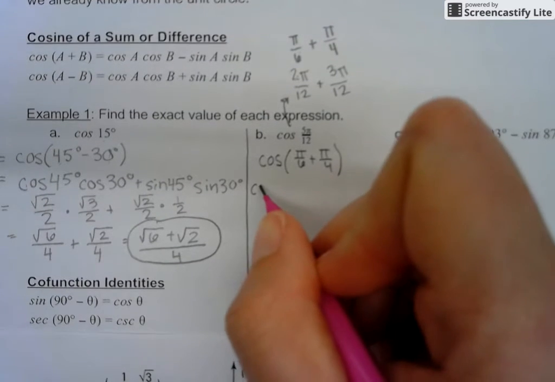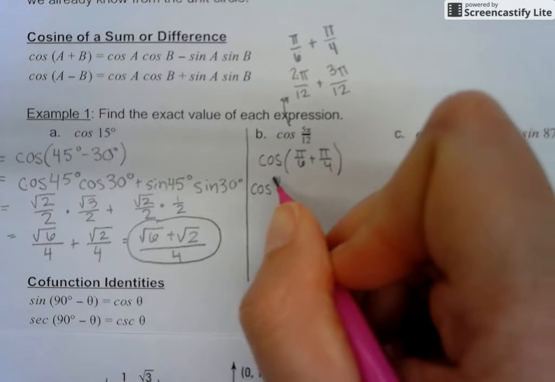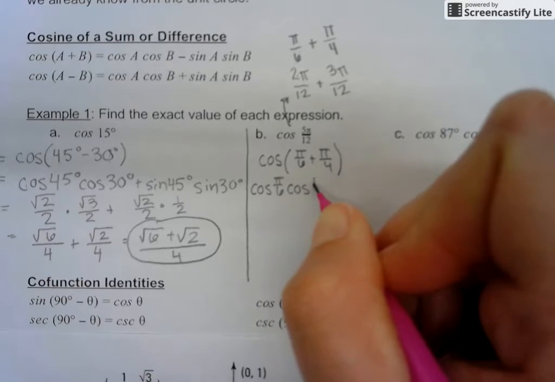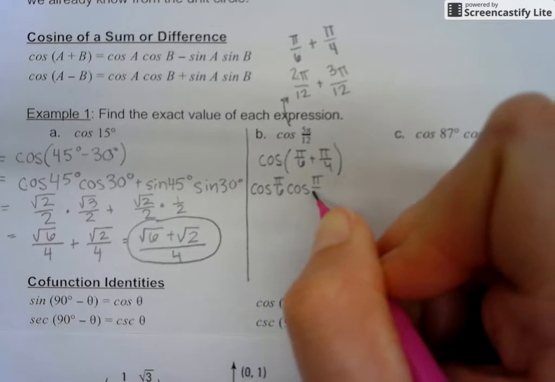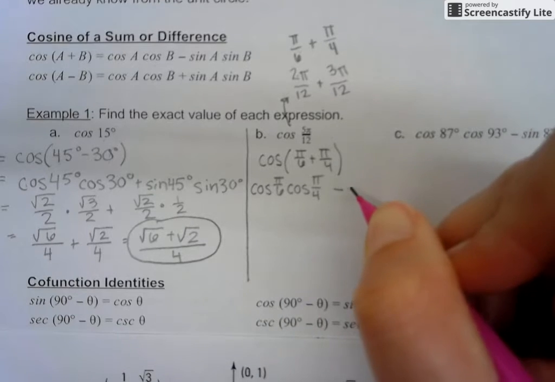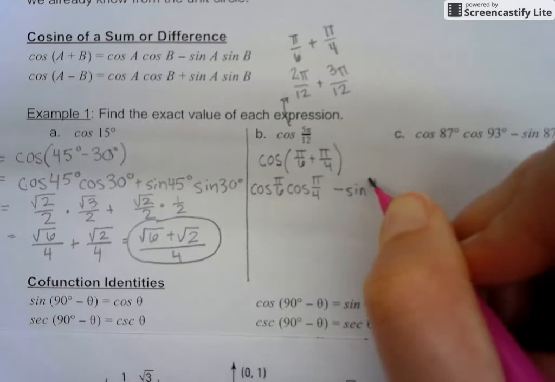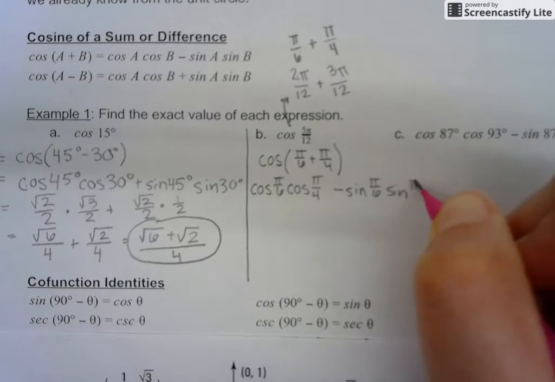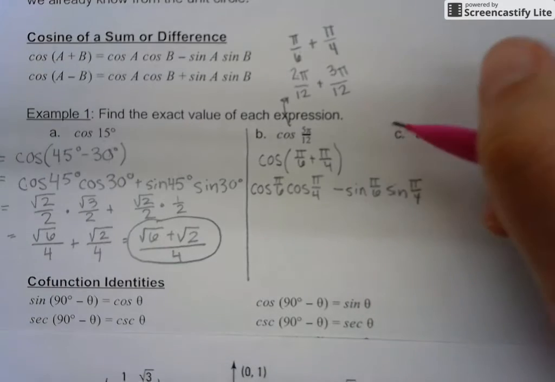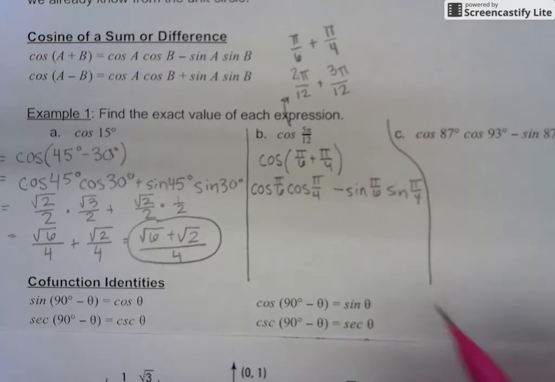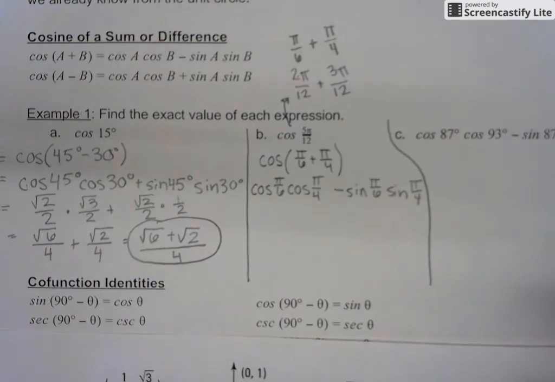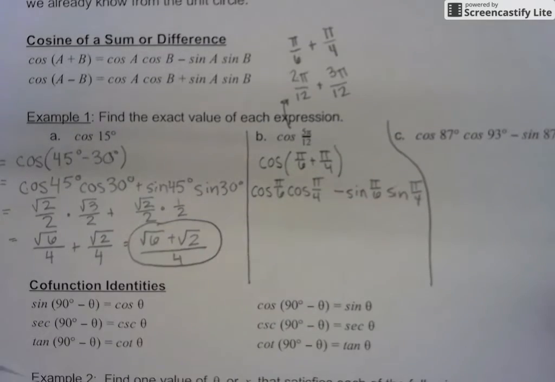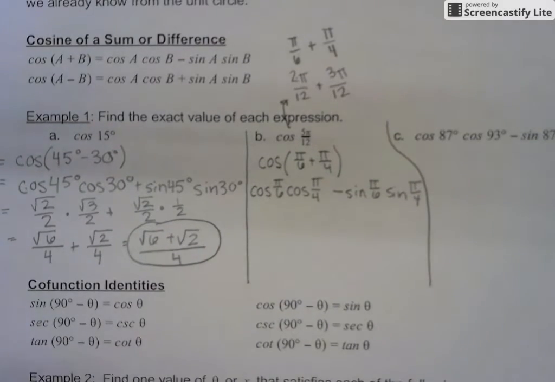And this is going to be the cosine of A times the cosine of B minus the sine of A times the sine of B. All right, so then it's just a matter of referring to your unit circle. So try to scoot this in a way that you can see it.